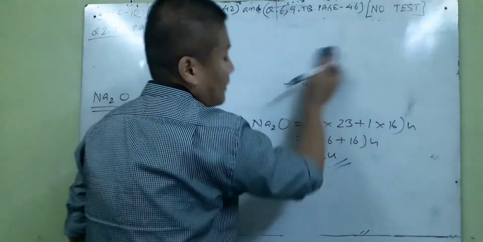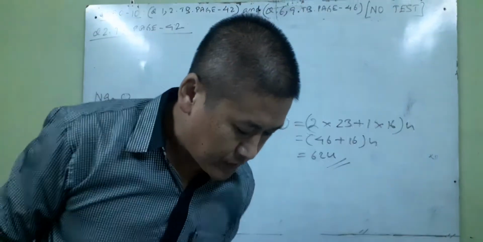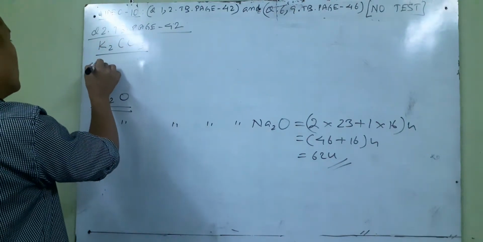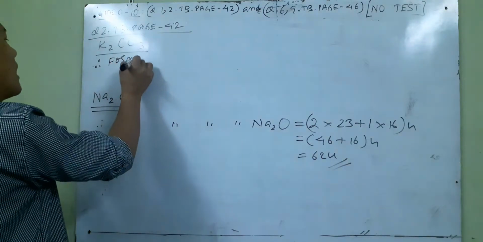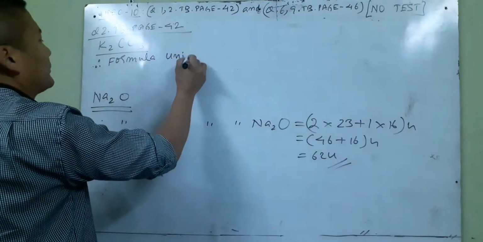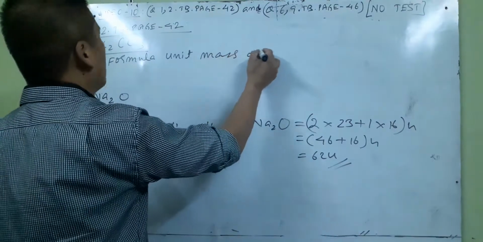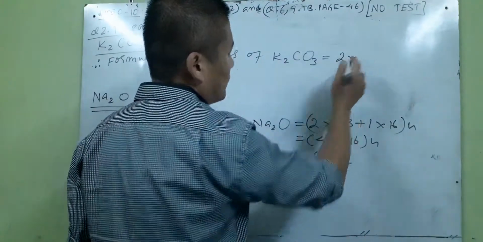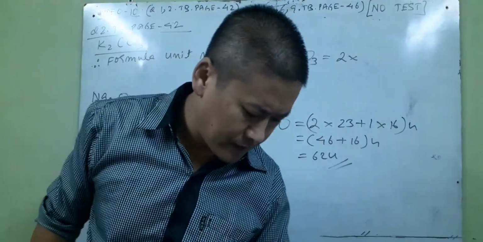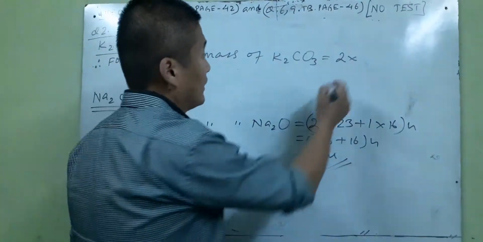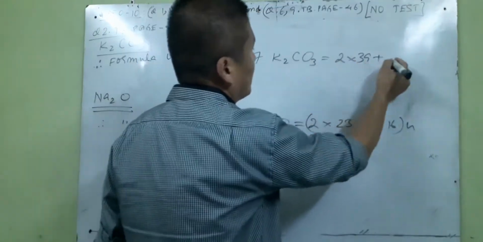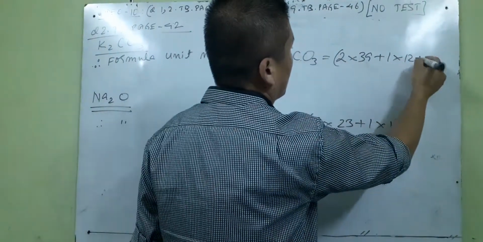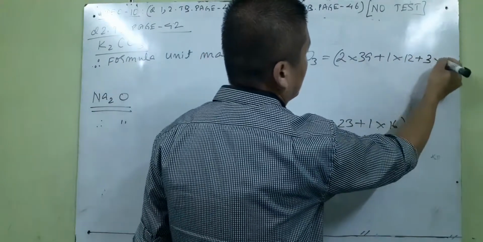Next, after Na2O is K2CO3. So let us write that, potassium carbonate. So here, therefore, formula unit mass of K2CO3 will be equal to potassium 2, so 2 into, and then in the textbook at the back, what is the value for 1 K atom? 39, yes. Plus 1 carbon, no number at the back of C means 1 carbon, into carbon is 12. Check your question, it's given. Plus 3 oxygen, you can see, into 16.